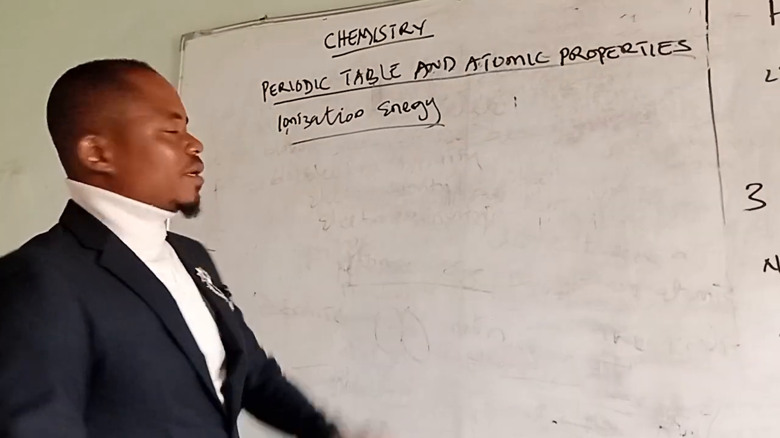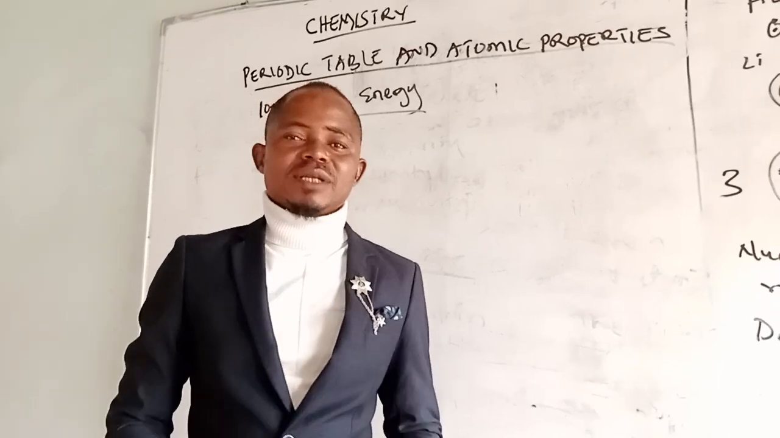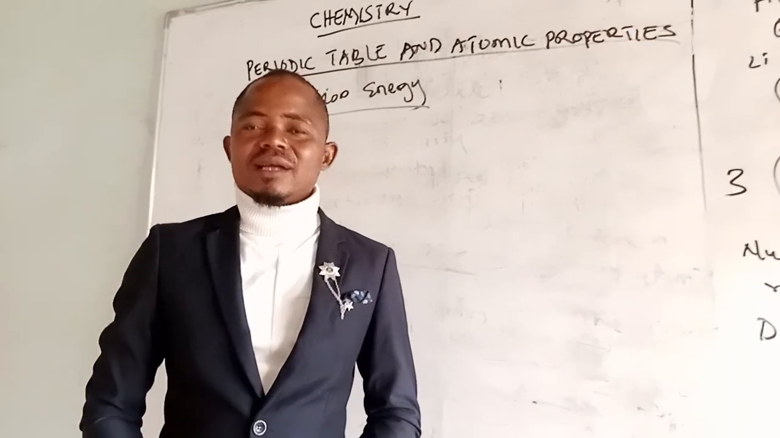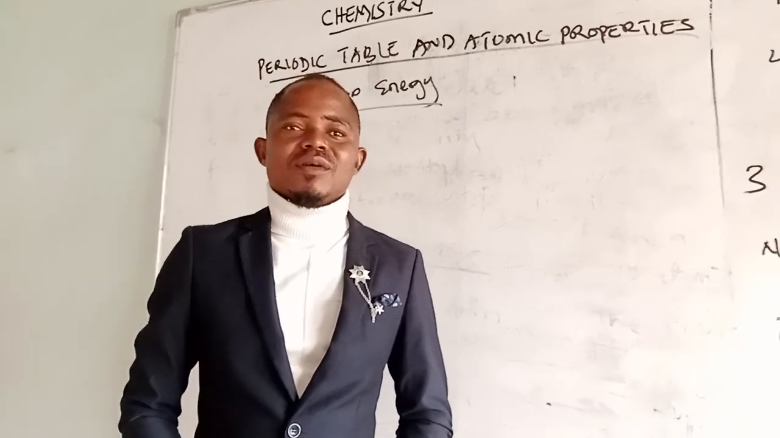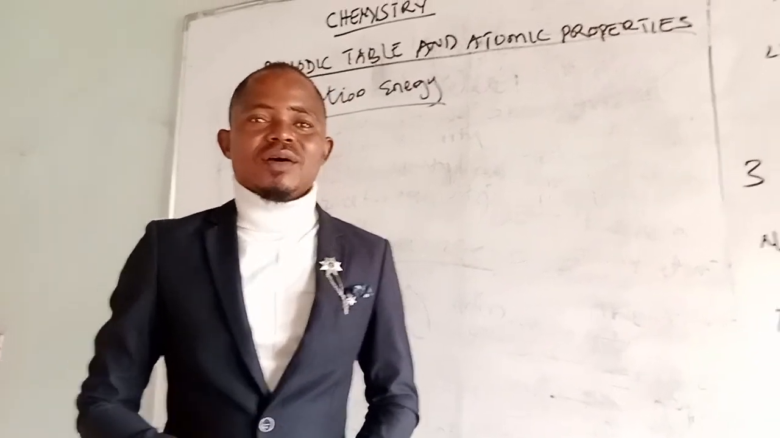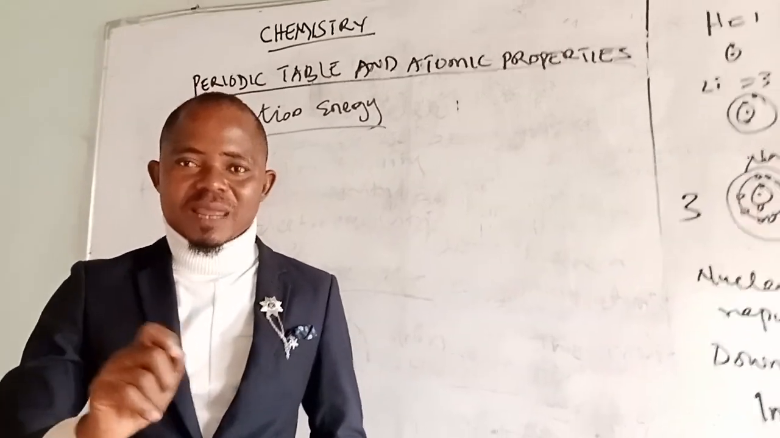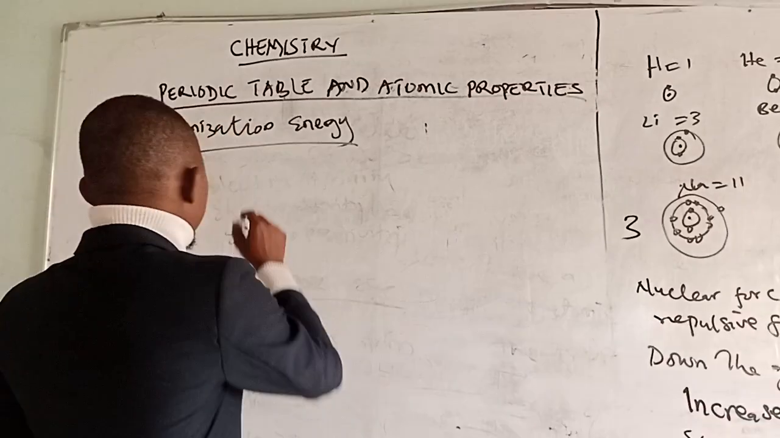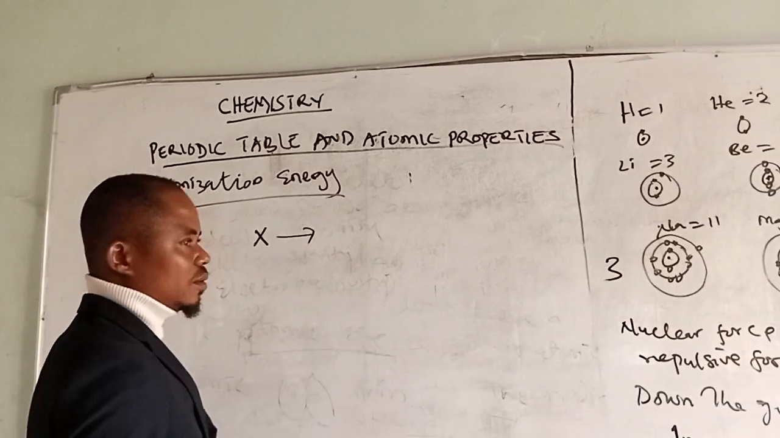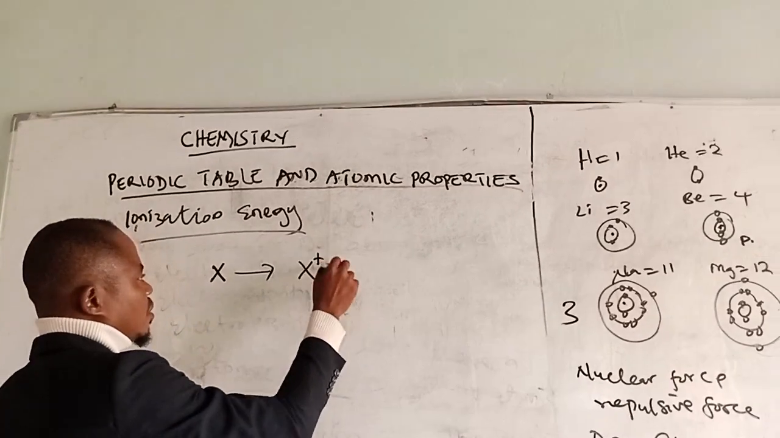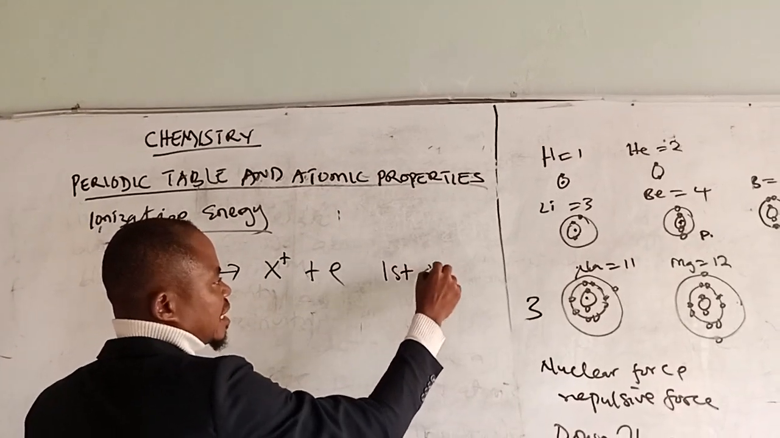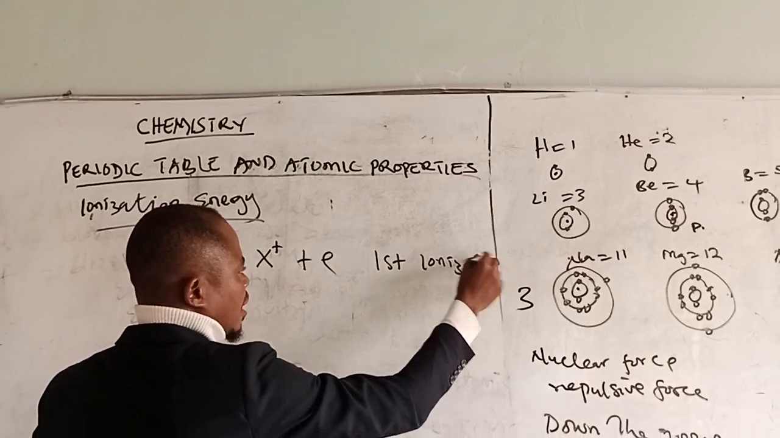Alright. What is ionization energy? Ionization energy, simply put, is the amount of energy required to remove an electron from an atom of an element. Now, if an element X undergoes ionization, you will form X plus 1. When the first electron is removed, it forms the first ionization energy.